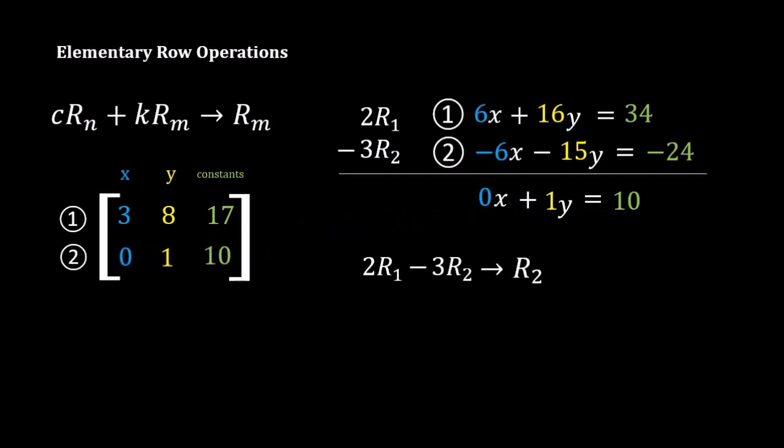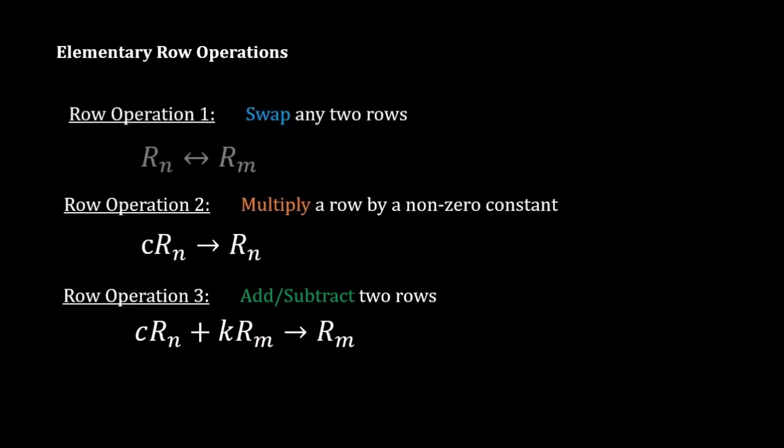So our three elementary row operations are swapping two rows, multiplying a row by a non-zero constant, and adding and subtracting two rows.